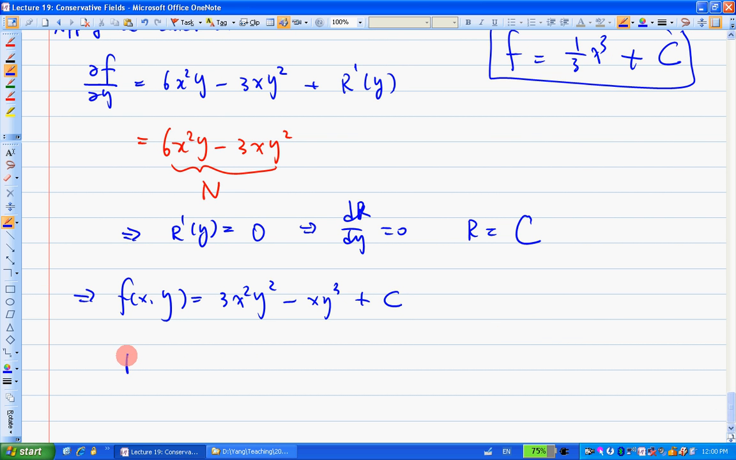So basically we're going to pick f(x,y) equal to 3x squared y squared minus x y cubed. Okay? If you want to pick a plus 1 or 2, that's fine. So always double check. Double check basically means take the gradient of this function f and see if you can get back to the vector field F. Is that good?